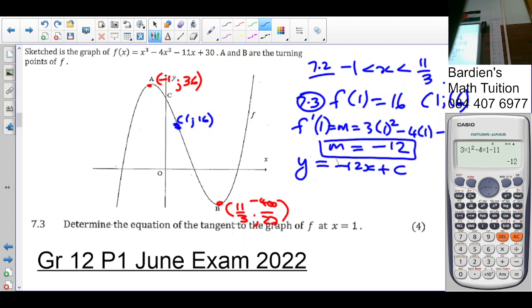What is the first derivative? The first derivative is the general gradient anywhere along the curve. By substituting the x value in, I get the gradient at that value. So we're going to substitute 1 and 16, remembering that's the x and y. So 16 is equal to negative 12 times 1 plus c. So c works out to be 28. So y is equal to negative 12x plus 28.